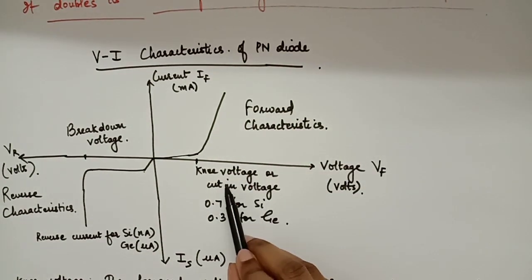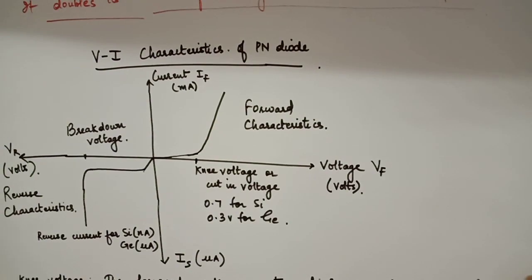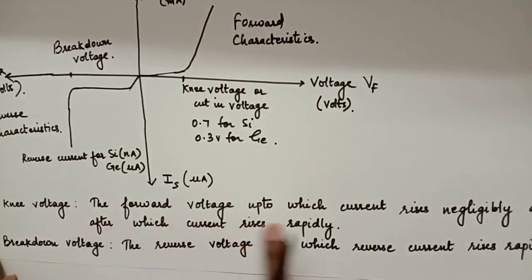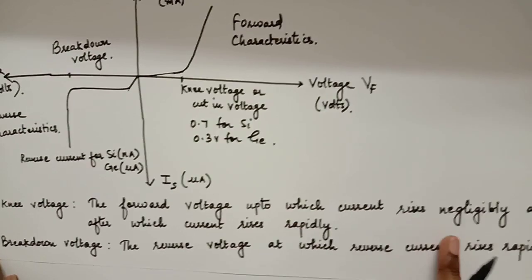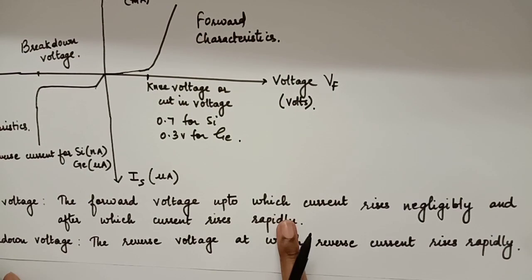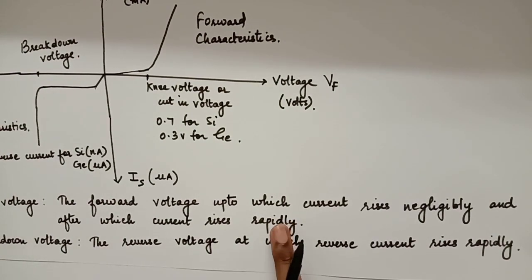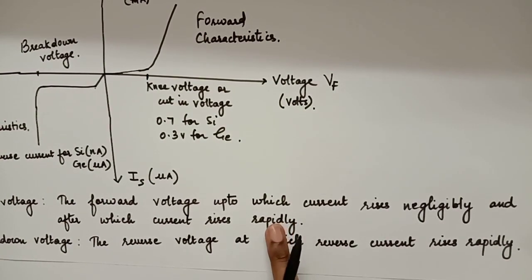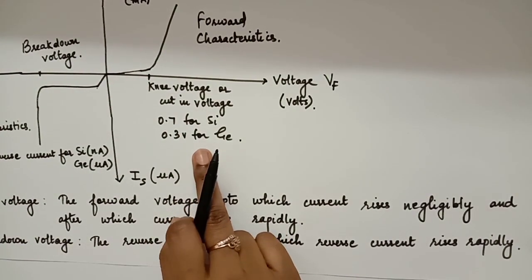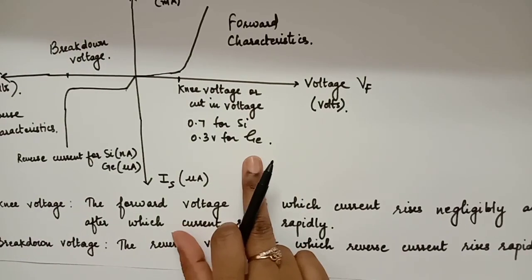So if we want to define the knee voltage or the cut-in voltage, we can easily define it as the forward voltage up to which current rises negligibly and after which current rises rapidly. So this is the knee voltage, and you can also mention the values for silicon and germanium over here, so your answer will be more accurate.